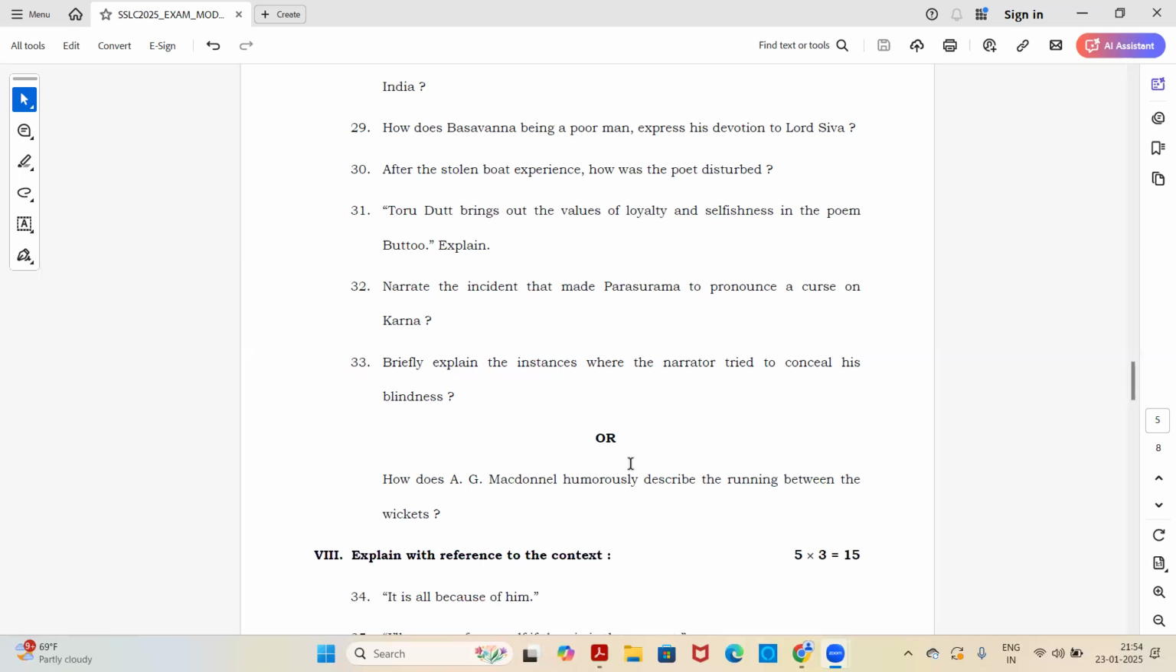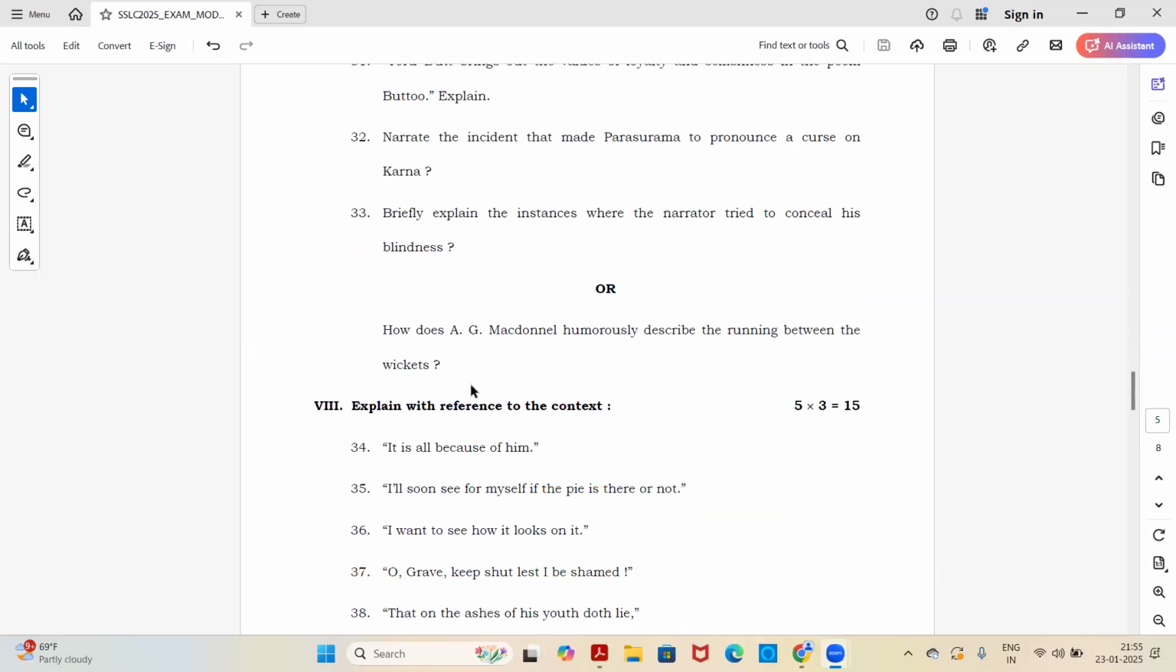Now, in the 33rd question, you can see that there is an "or" given. That means you have an option here. You can attempt any one from both the questions. So let's read both the questions. Briefly explain the instances where the narrator tried to conceal his blindness. Or how does A.J. McDonnell humorously describe the running between the wickets? So there are two questions. Anyone you can attempt for the 33rd question.